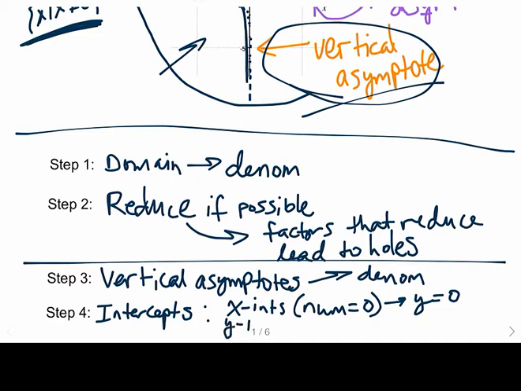Finally, the y-intercept, and that's going to be found by setting x equal to 0, evaluating the function at x equals 0. Notice when I say y-intercept, there's only one, because to have two would violate the vertical line test.